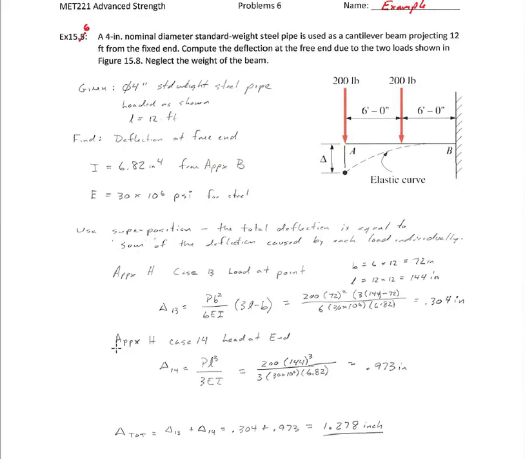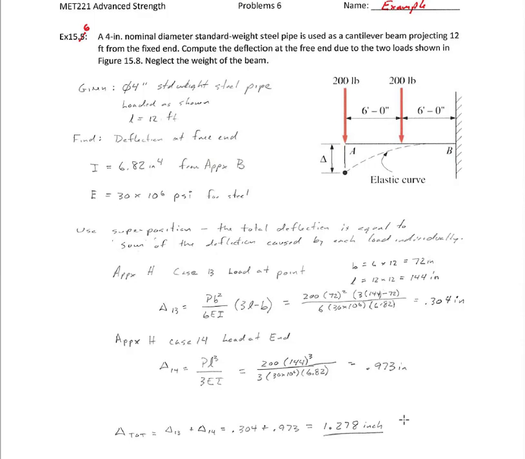Now, when we look at the second one, Case 14, that's considering a point load at the end of the beam. We have a different equation for that. So when we solve that equation here, what we end up with is 0.93 inches. Therefore, by superposition, we add the deflection due to the point load and the deflection due to the load at the end, and we get 1.278.